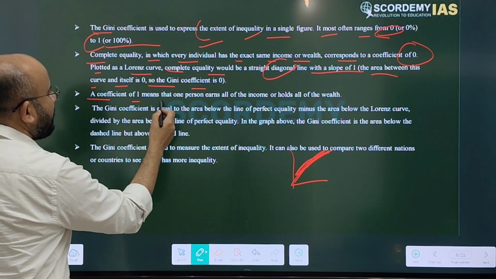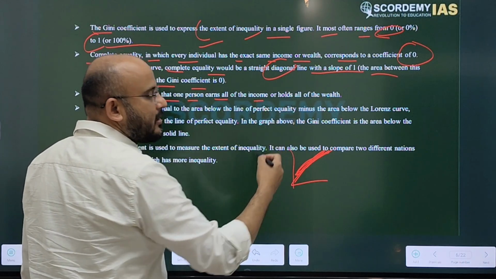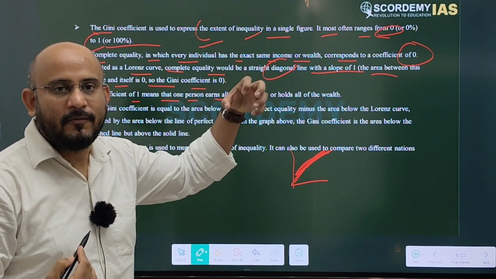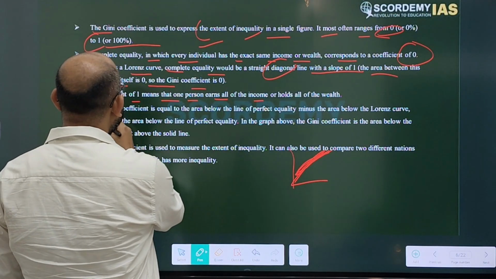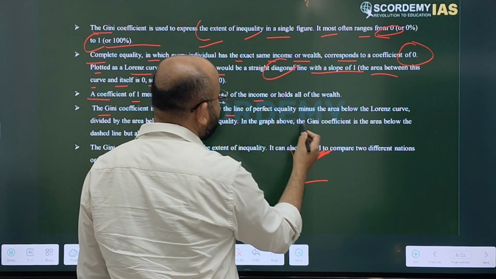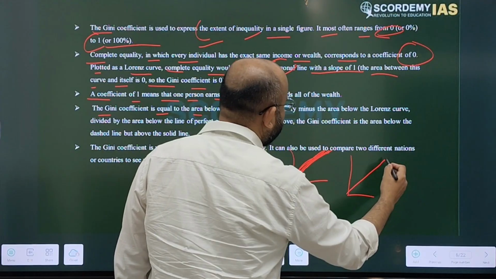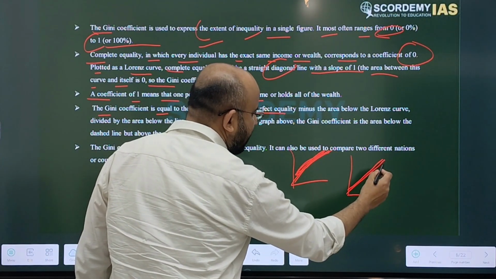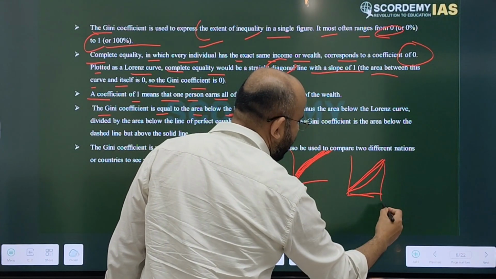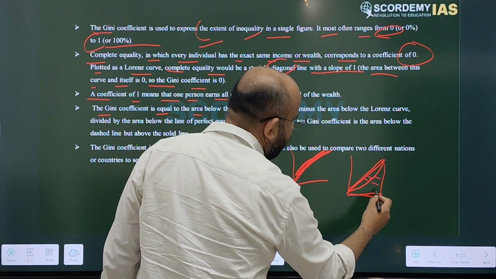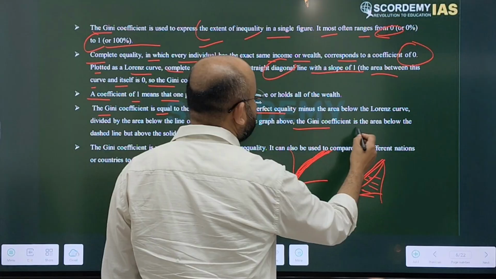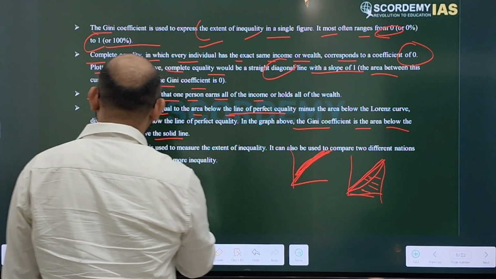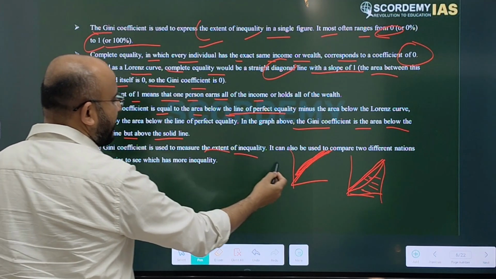So a coefficient of 1 means that one person earns all, tar nijor majot, mane concentration of wealth. Okay, the Gini coefficient is equal to the area between this perfect line, ঠিক আছে, a perfect line or equality. আৰু এটা কি আছিল আমাৰ Lorentz curve, আৰু এই area minus this area, that is what the Gini coefficient is, the area below the dashed line but above the solid line. The Gini coefficient is used to measure the extent of inequality.